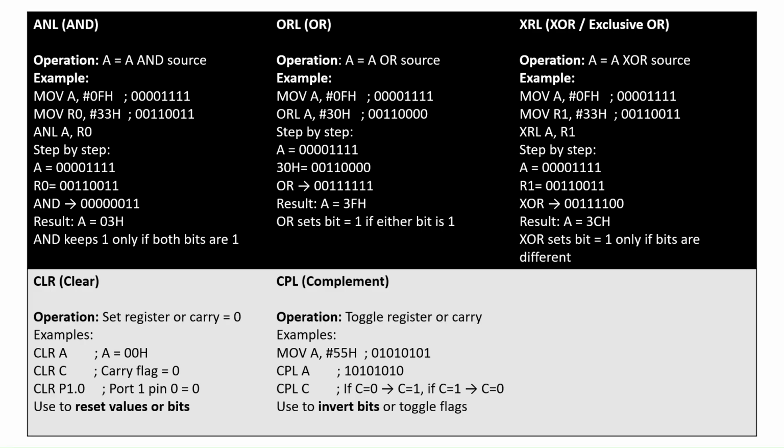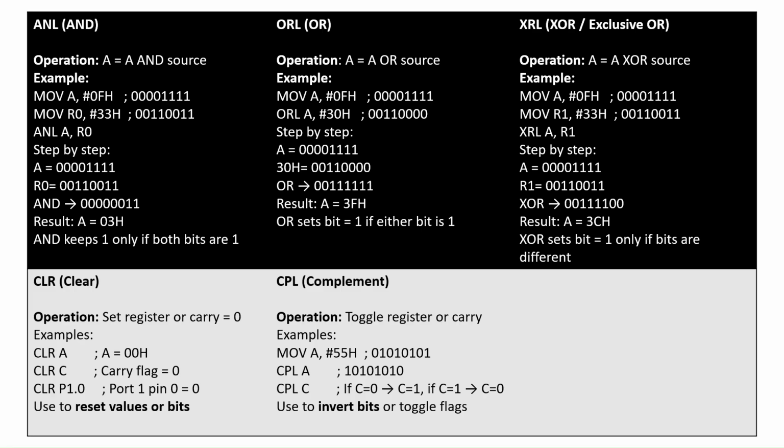Finally, let's talk about the CPL instruction. CPL means complement, which flips or toggles the bits. Example: MOV A, #55H, CPL A. In binary, 55H is 01010101. After the complement operation, it becomes 10101010, which is AAH. CPL can also be used with the carry flag. CPL C. If the carry flag is 0, it becomes 1. If it is 1, it becomes 0.